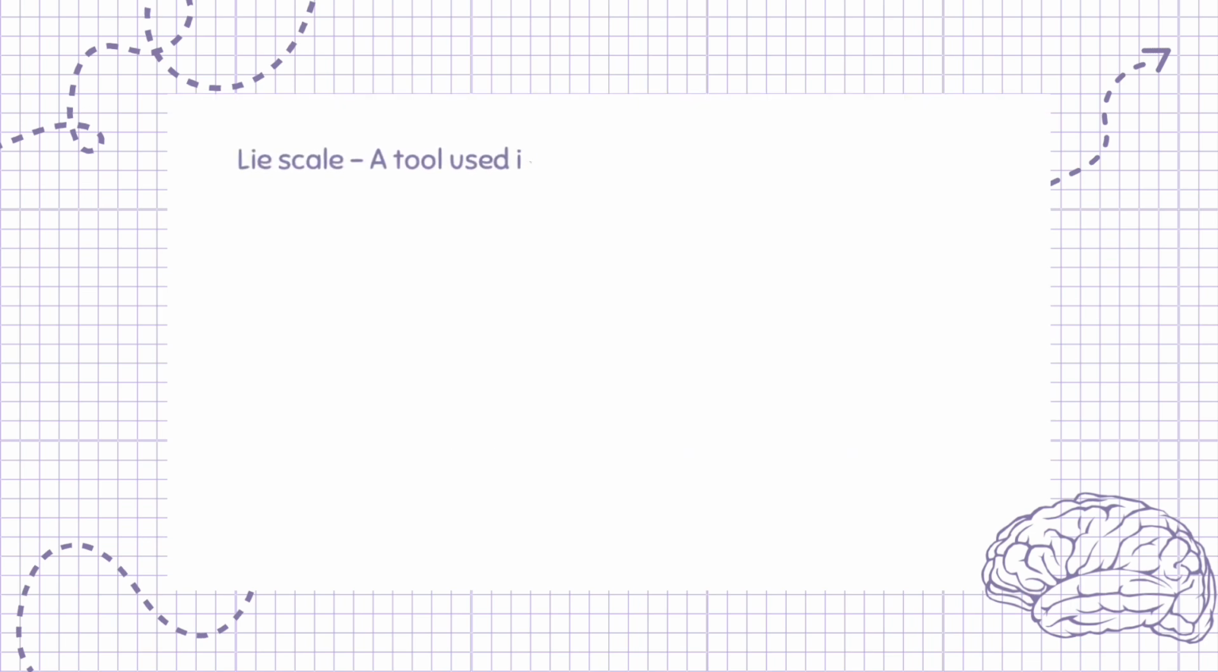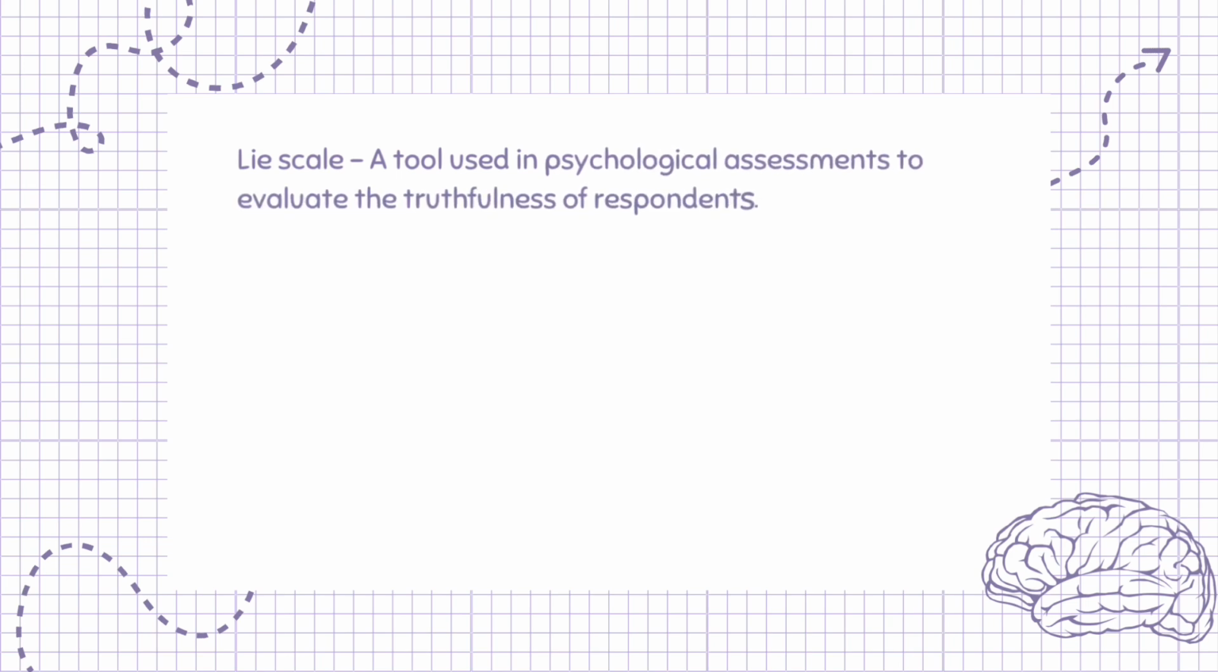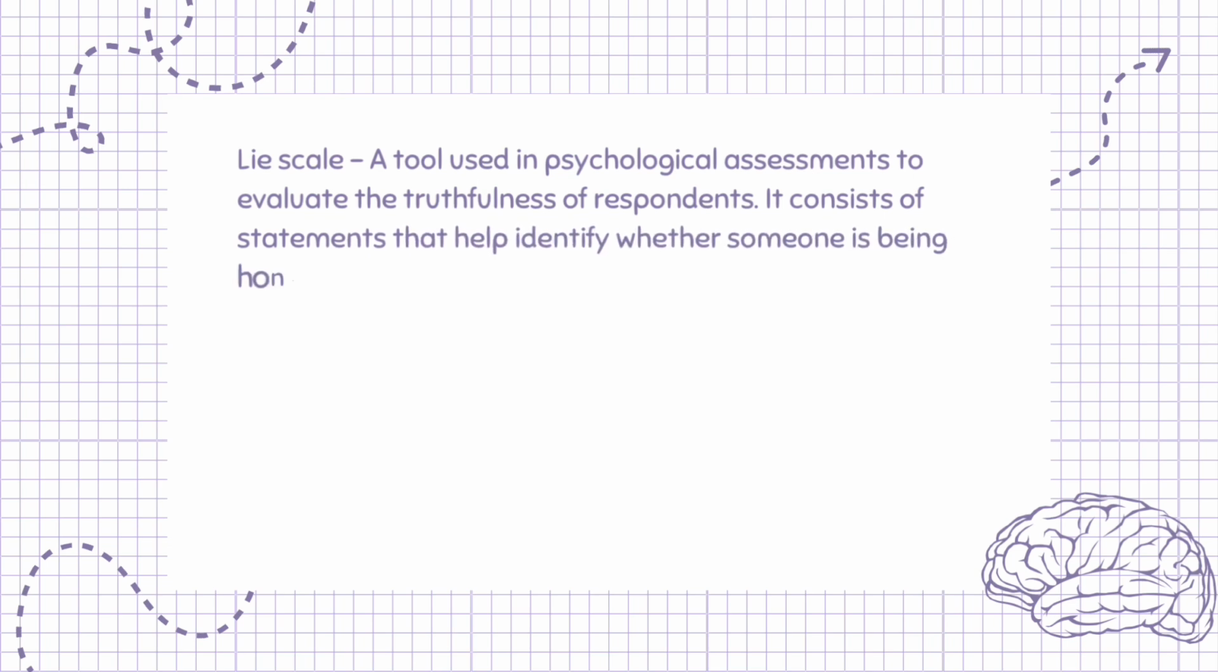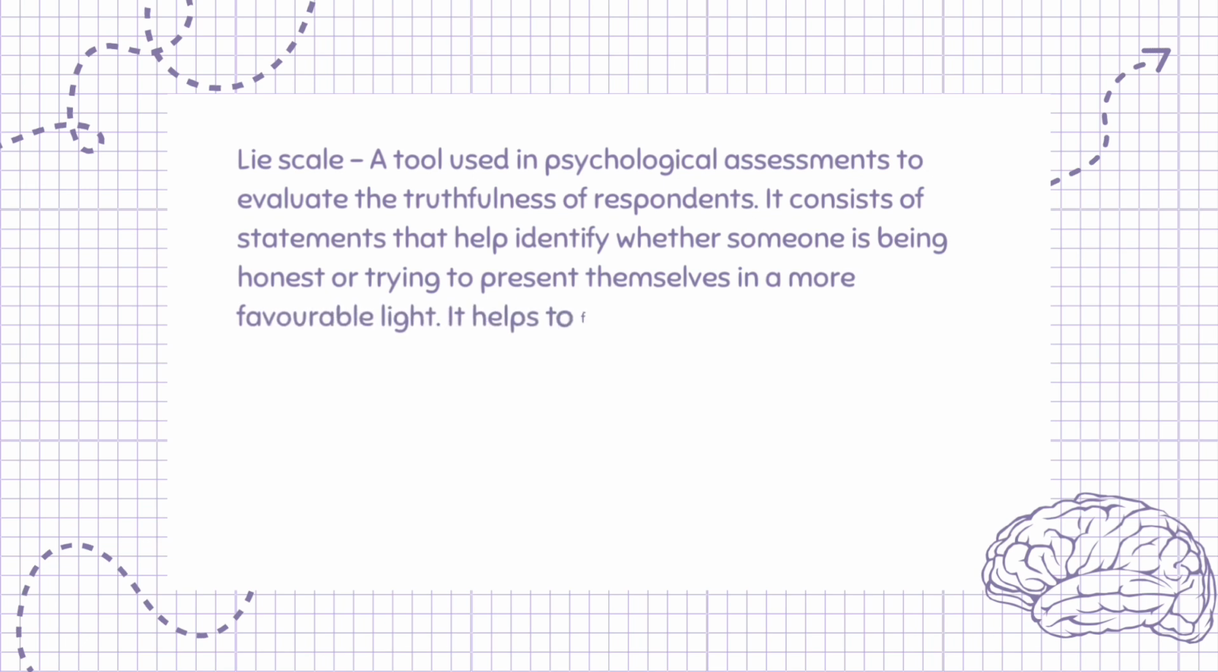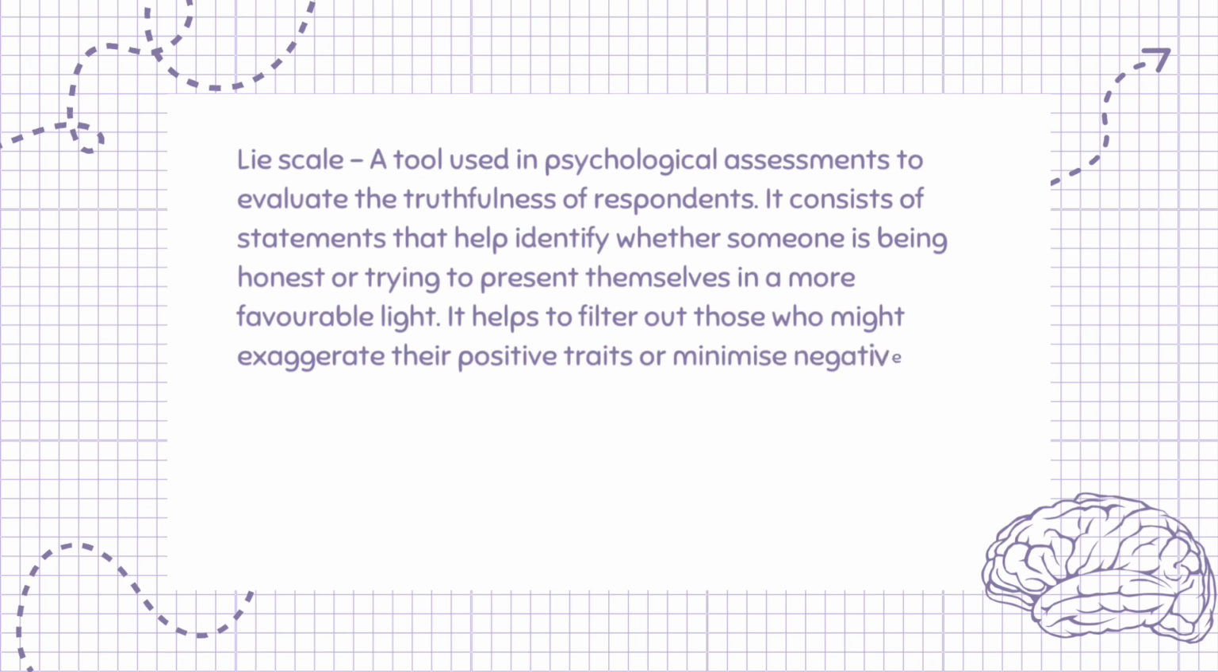Lie scale: a tool used in psychological assessments to evaluate the truthfulness of respondents. It consists of statements that help identify whether someone is being honest or trying to present themselves in a more favorable light. It helps to filter out those who might exaggerate their positive traits or minimize negative behaviors.